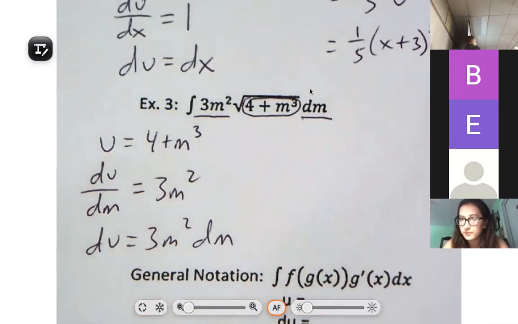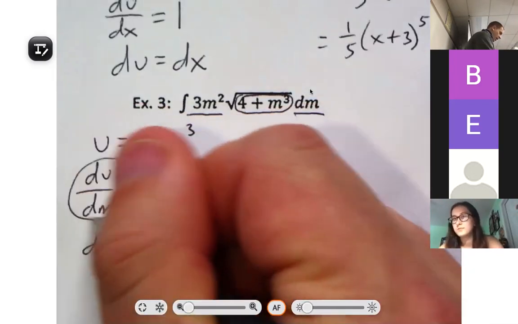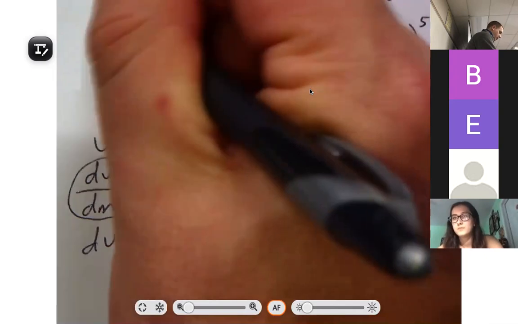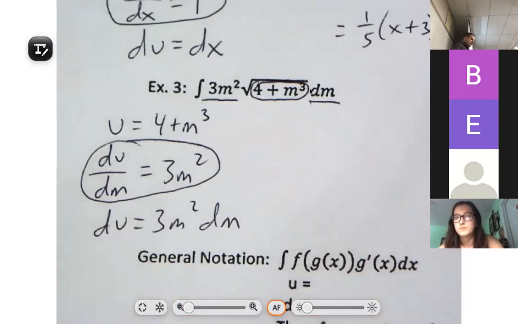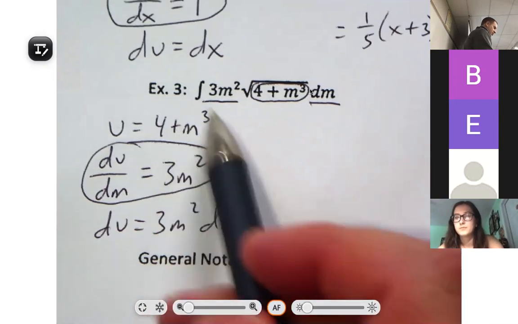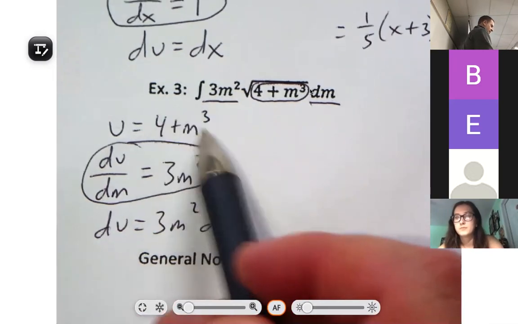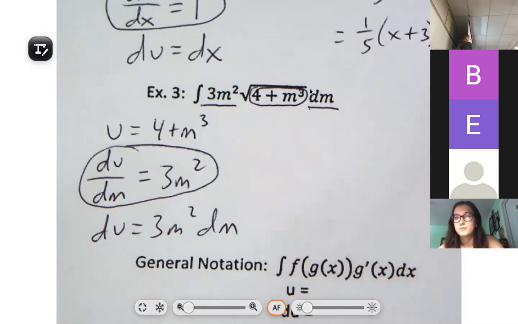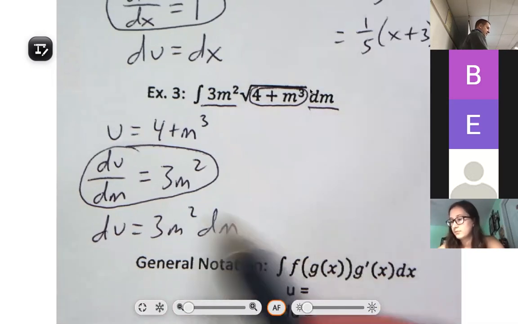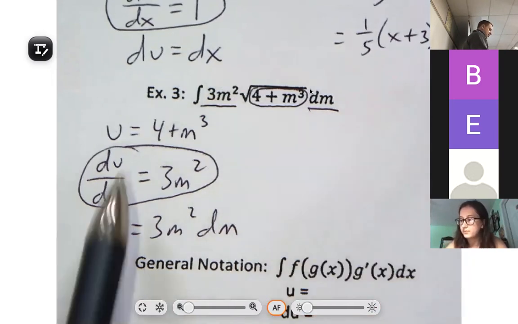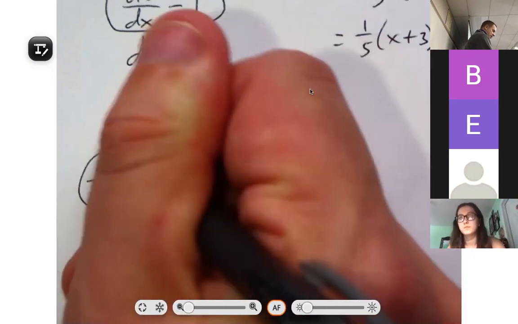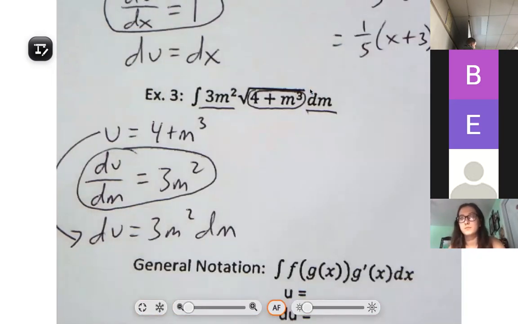In fact, once you do enough of these, in all honesty, I don't ever write this line in my work. It's not required. What's always going to happen is you're going to differentiate the right side and get d whatever that letter is. I show that, especially for the first few I do, to show you where that dm or dx comes from. But once you do enough of these, a lot of you will just go straight from this line to this line here.